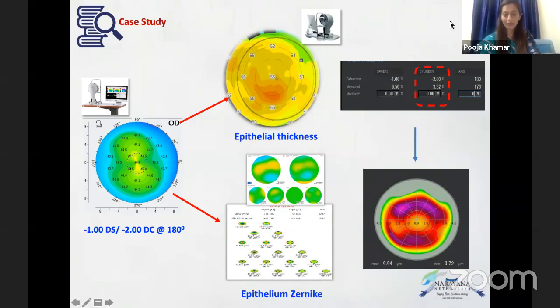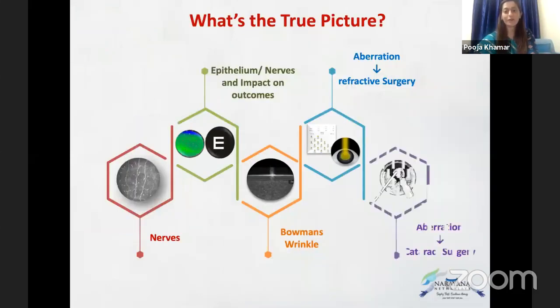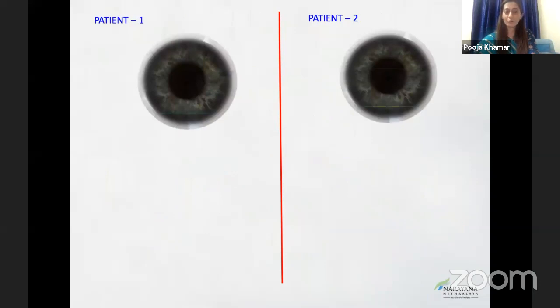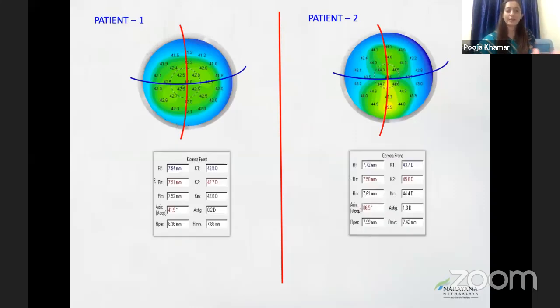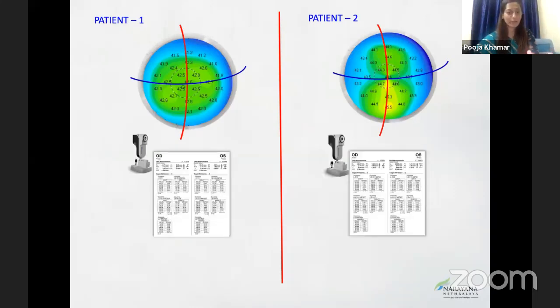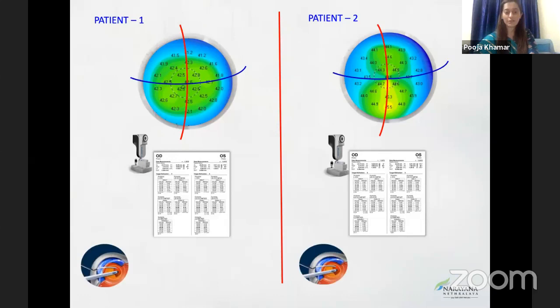And if we don't take the epithelial Zernike into consideration, then postoperatively we can land up in refractive surprises. What is the role of a similar aberration analysis in cataract surgery? These are two patients, again with similar normal-looking topographies. So what we do in today's era is we take the K1, K2s, do an IOL Master, and go ahead and do the surgery.